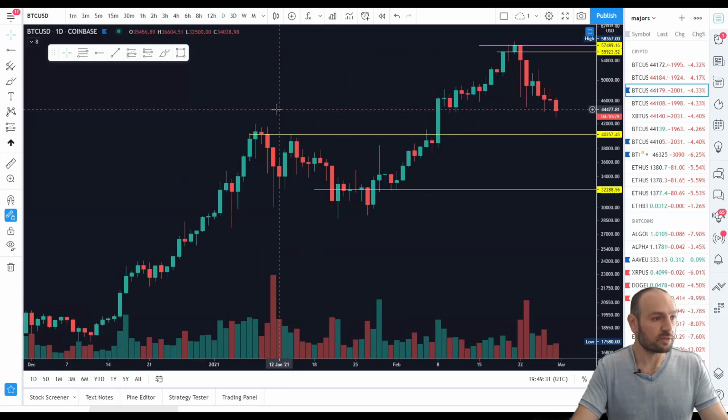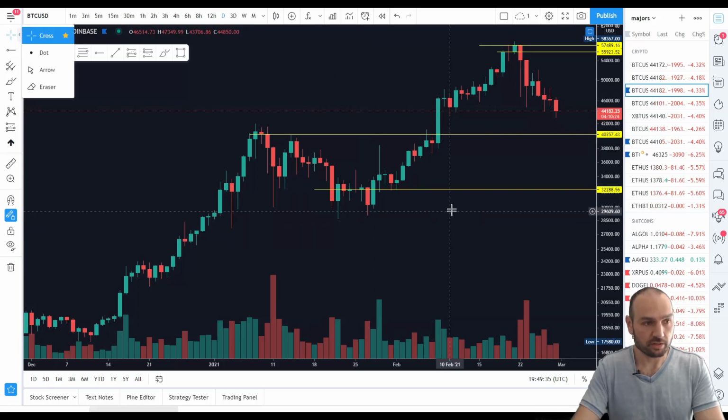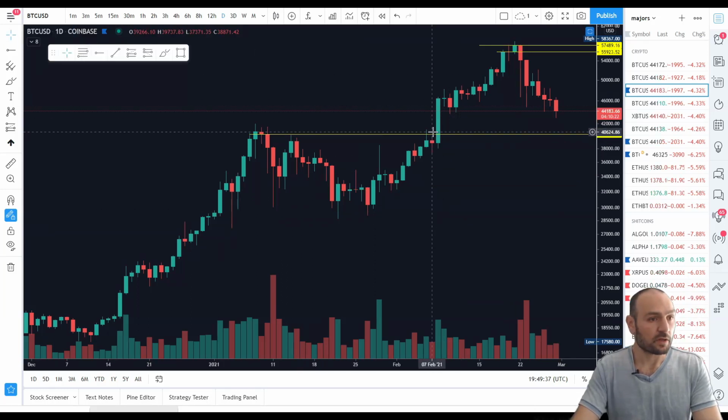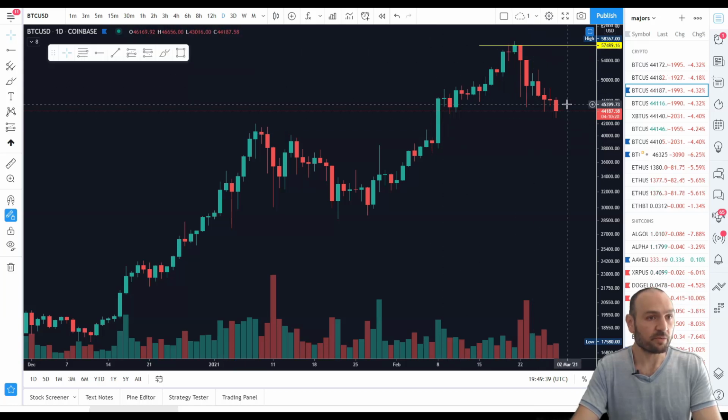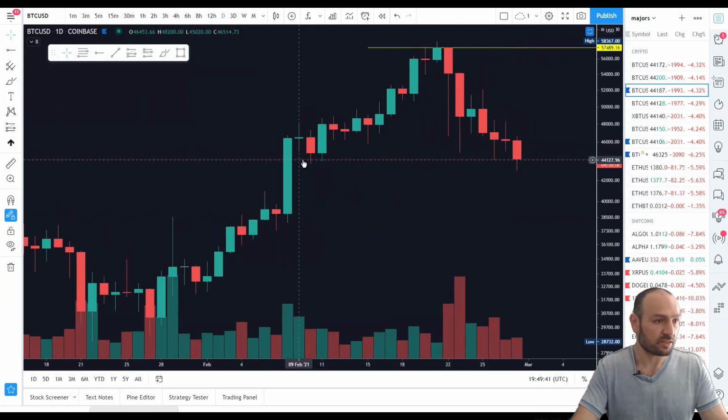Okay, now let's go to the daily time frame. Let me just remove all this. And on the daily time frame, are we in an uptrend or downtrend? This looks like we're in a downtrend. It's not really decipherable though. It's not easy to decipher this. It's kind of all over the place.